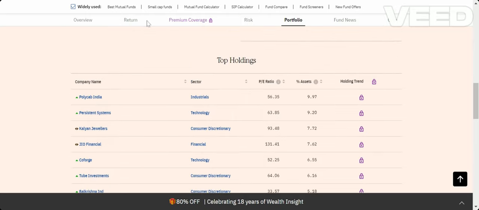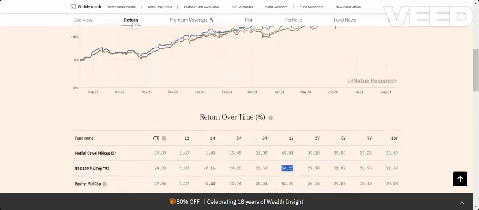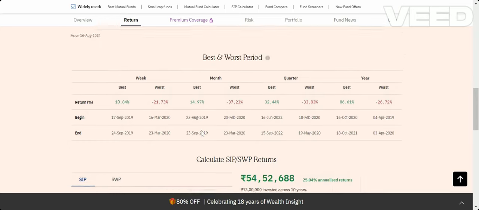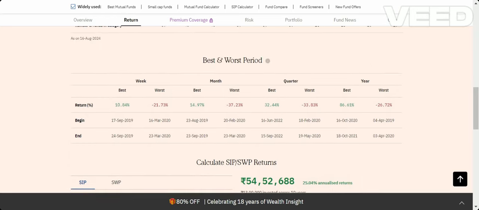Also, let's take a quick look at the risk that you are taking with this mutual fund. When the COVID crisis hit, this mutual fund gave a negative 37% return in a month, and the worst performance of this fund is negative 26%. This adverse period helps us understand, okay, if the market goes down, what kind of risk am I taking in the market? So that is very important.